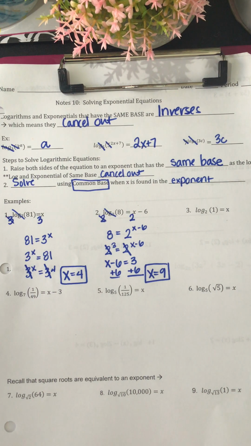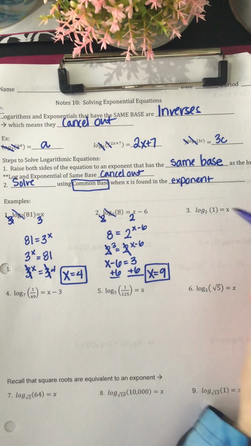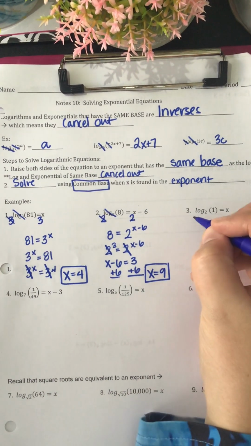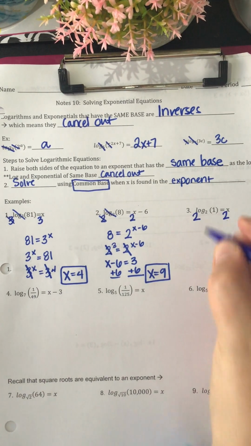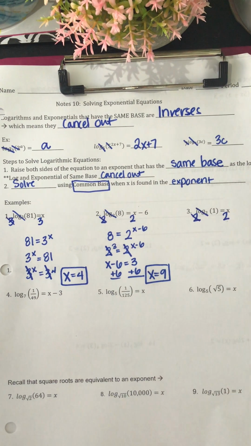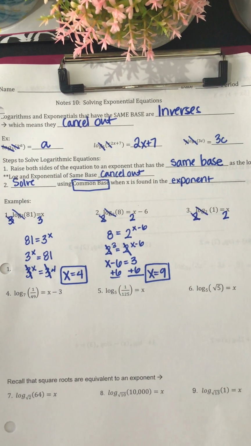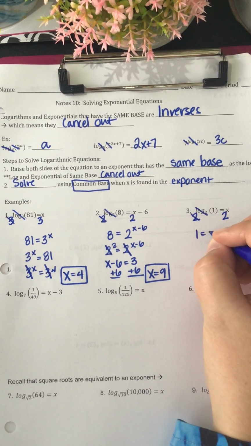Take a look at number 3 right next to that, please. What's my little number on my log? Then I'm going to use a big 2. So I'm going to have my 2 and my log 2 cross out, and I'm going to have 1 equals 2 to the x.